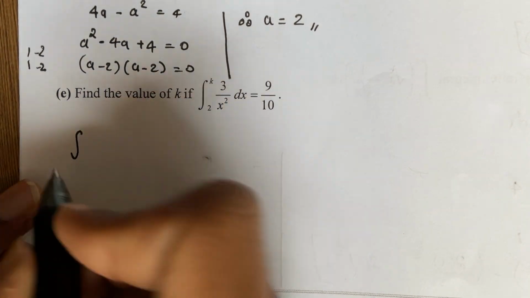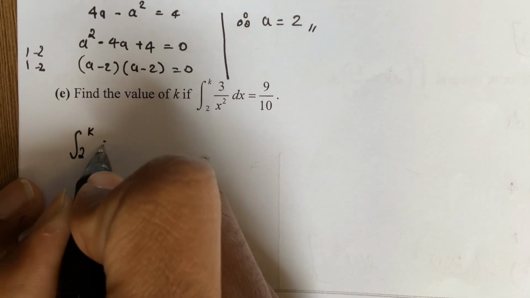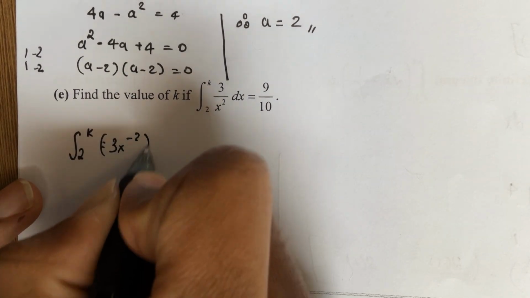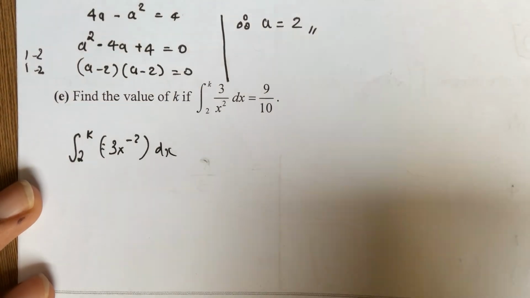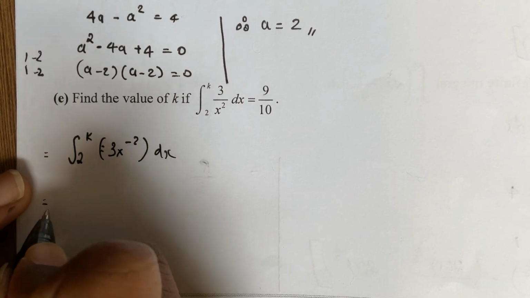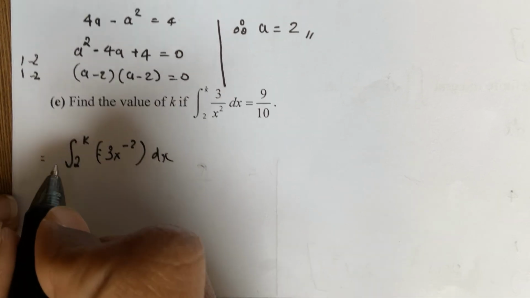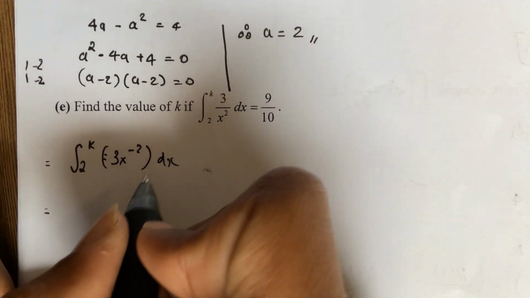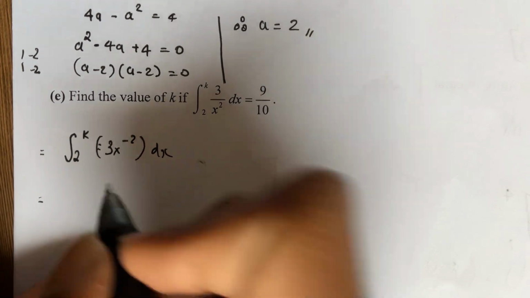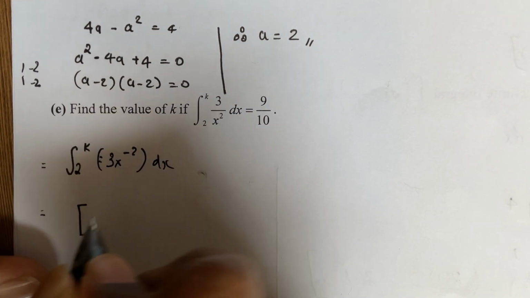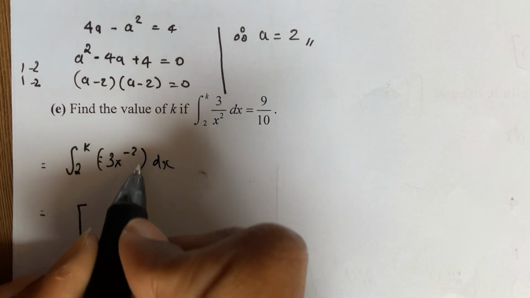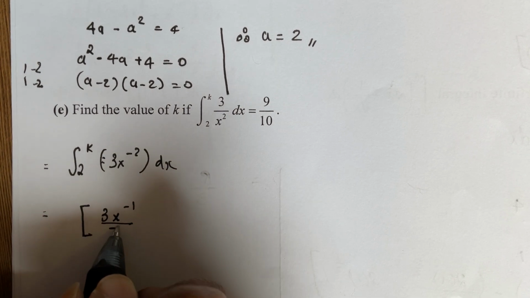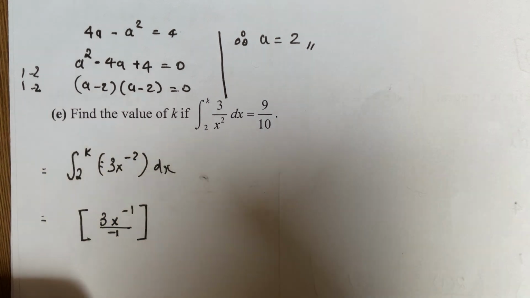So put the integral symbol still there from 2 to k, and that's going to be 3x to the negative 2, because you're just bringing it to the top. Now, your lower bound is 2 and your upper bound is k. So let us go ahead and integrate this. When you integrate x to the negative 2, it's going to become negative 1. So it's going to become 3x to the minus 1 over minus 1. And because that's our only term, that's our final result.